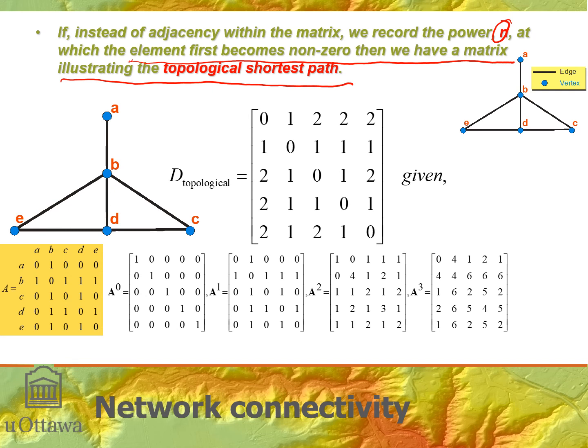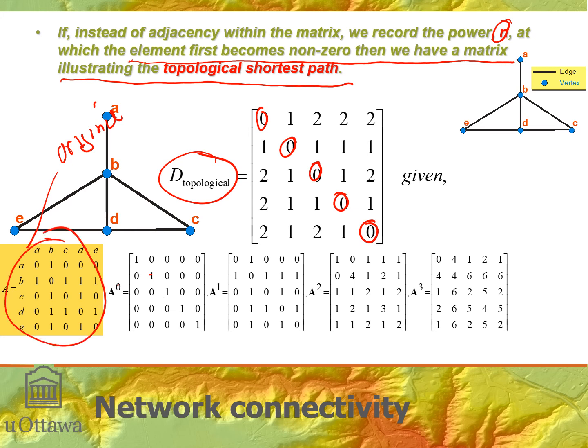So we go A to the power of 0. And again, this is our original matrix right here. So A to the power of 0 would give this. It gives us all ones along the diagonal, which simply says that in our matrix, this is the final D topological matrix, we would record 0 here, here, here, here, and here. So there, there, there, there, and there, okay? Because it's at the power of 0 that this matrix has these values becoming non-zero for the first time.